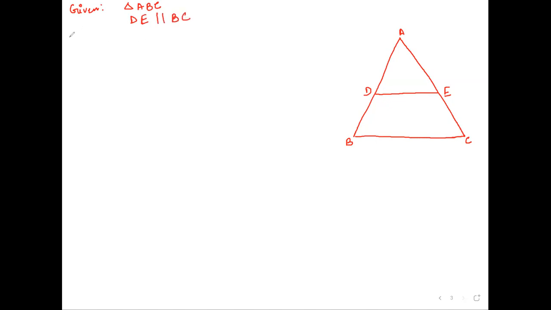Okay, let's take a triangle ABC. And then I'm taking the line here, which is DE. DE is the line which is cutting the triangle at two distinct points. Okay, so what is given here? A triangle is given, which is ABC. And it is also given that the line DE is parallel to BC. Clear? Okay. And what you have to prove?